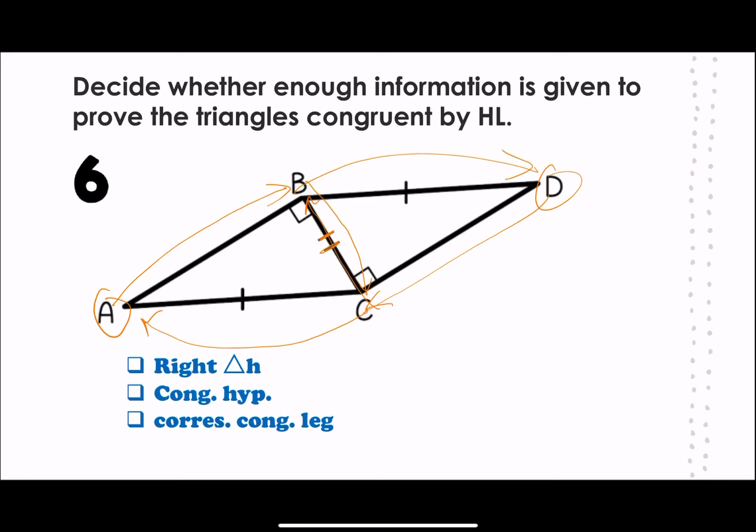So these are both right angles. They both are right triangles, I'm sorry, because angles CBA and BCD are right. All right, are they congruent hypotenuse? We'll have AC is congruent to DB. And your corresponding congruent leg, that's your reflexive property.